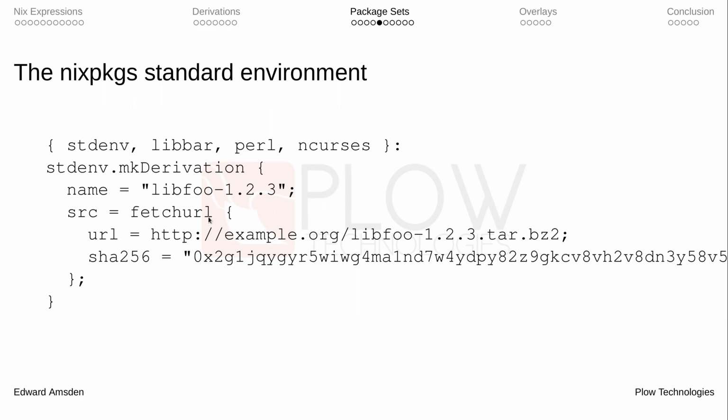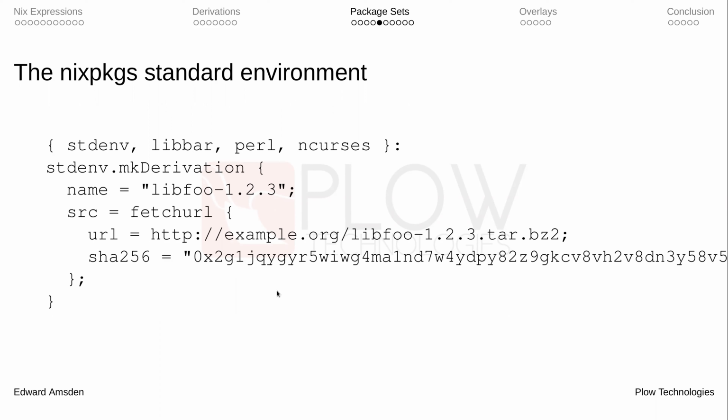fetchurl is another built-in thing that will grab something and stick it in the Nix store. So in this case, we'd be grabbing some tarball from a URL, making sure the hash matches, putting it in the Nix store, and then the source would just wind up being the path to it in the Nix store.